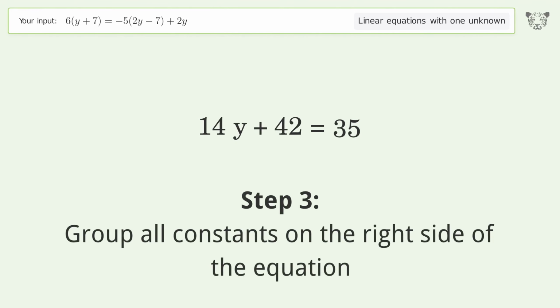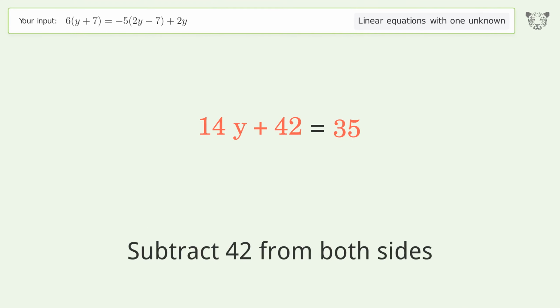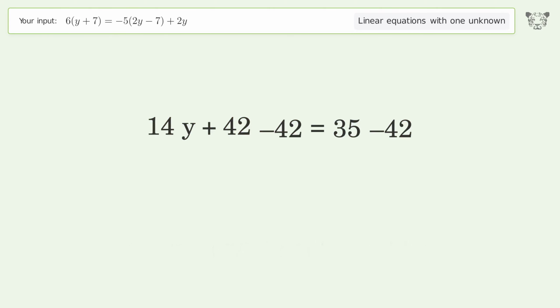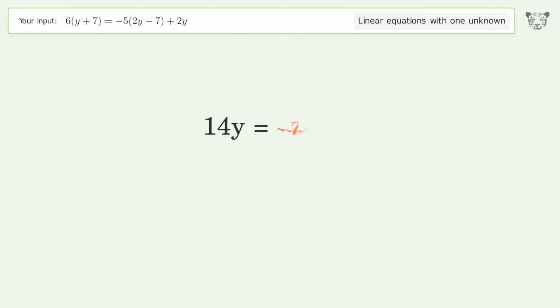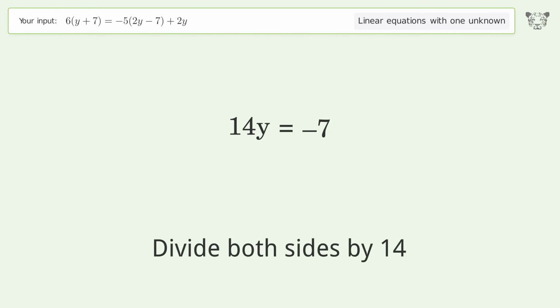Group all constants on the right side of the equation. Subtract 42 from both sides. Simplify the arithmetic. Isolate the y. Divide both sides by 14.